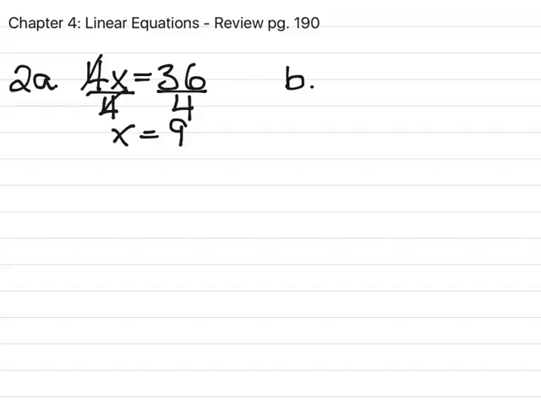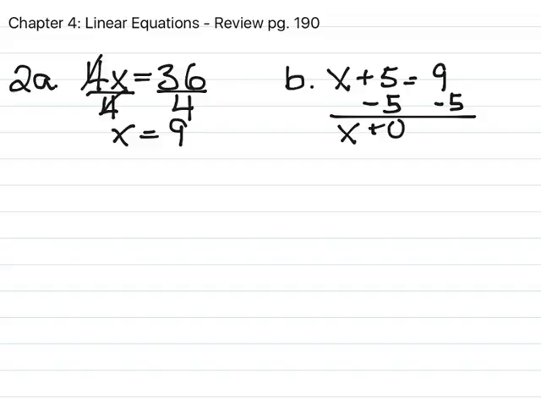For question 2b, you have x plus 5 equals 9. So because you're adding 5 to the side, in order to make it disappear, you're going to have to subtract 5 from both sides. Like this. So you end up with x. These will cancel out to give you 0. And 9 minus 5 is 4. So that gives you x is equal to 4.